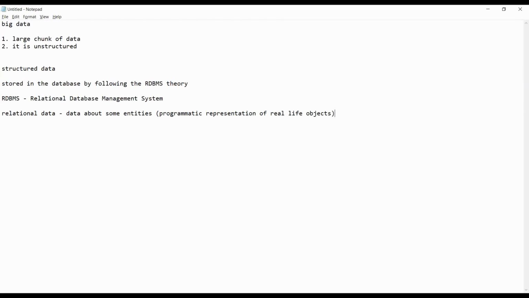I'll give you an example. Anyway, let me just finish the statement I'm writing. Data about some entities that have some sort of relation among them. The entities should have some sort of relation among them, not the data. So, entities that have some sort of relation among them.